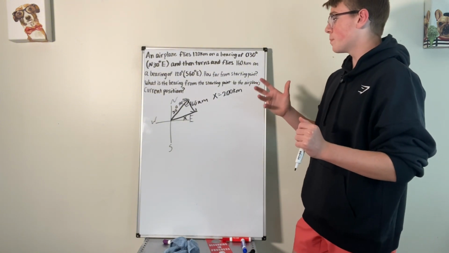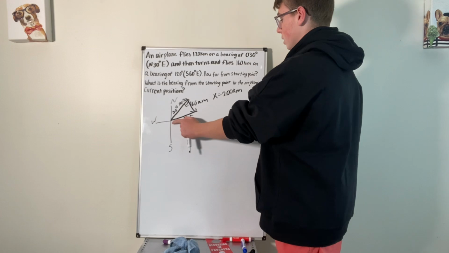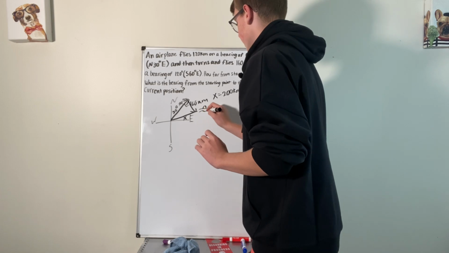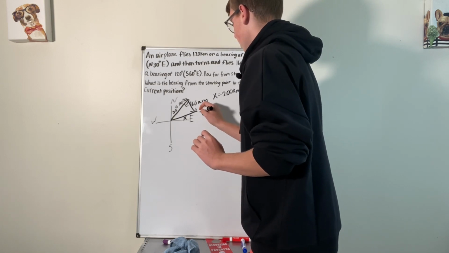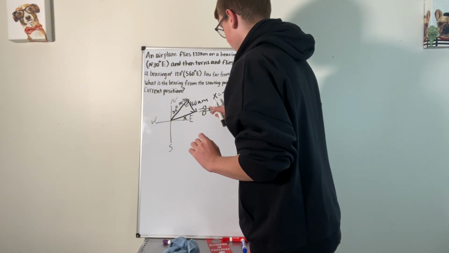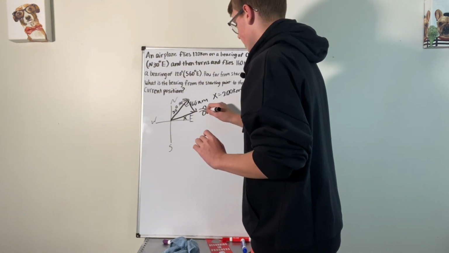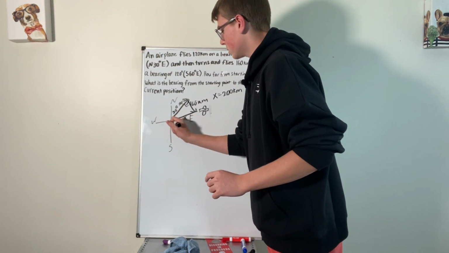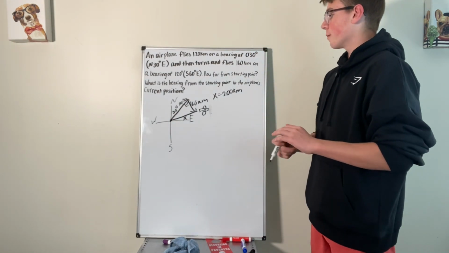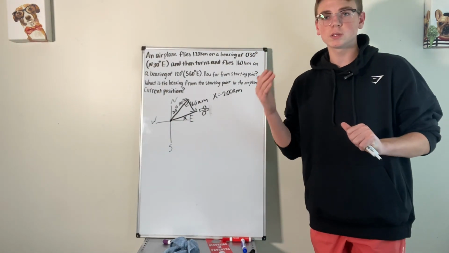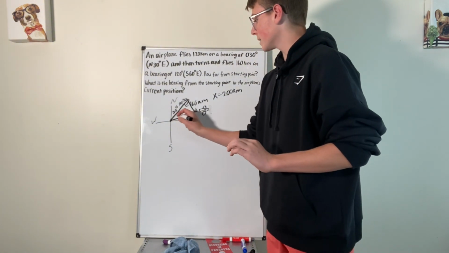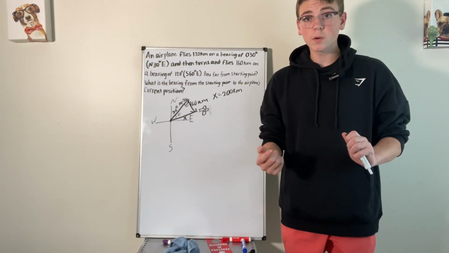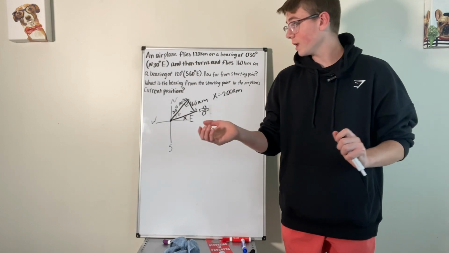Okay, now what is the bearing from the start point to the airplane's current position? So if we did a little airplane, which I probably should have done earlier, something like that, right? That's our little airplane, right? And then this is our starting point. What is the bearing from the starting point to the airplane's current position? So clearly we are asking for this little angle in here, theta, right? Okay, so let's get theta.